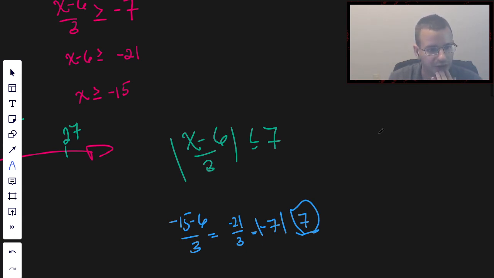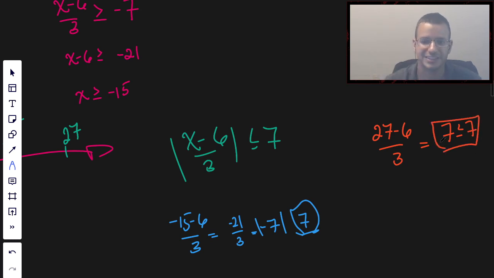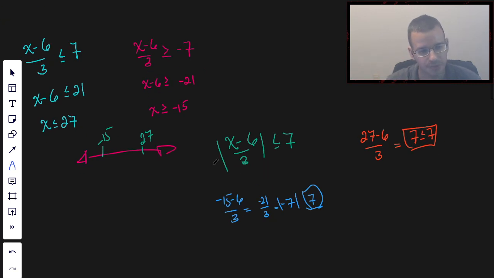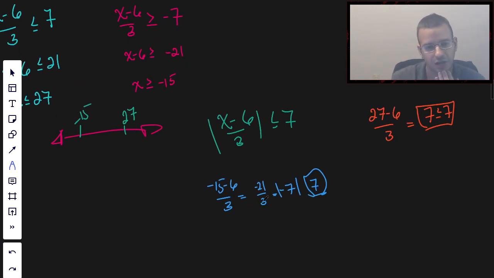So the other value we had was what? 27. 27 minus 6 over 3. 27 minus 6 is 21. 21 divided by 3 is 7, which is, in fact, less than or equal to, because it is equal to, 7. All right. And then just to make sure, I'm going to choose a number between these just to make sure that the in-between part is right.